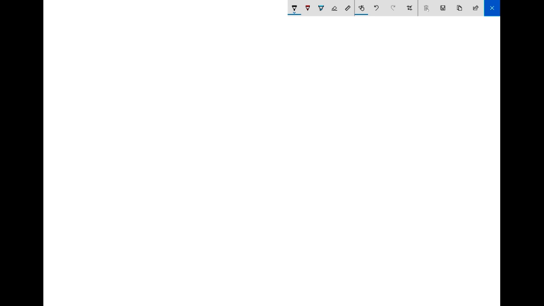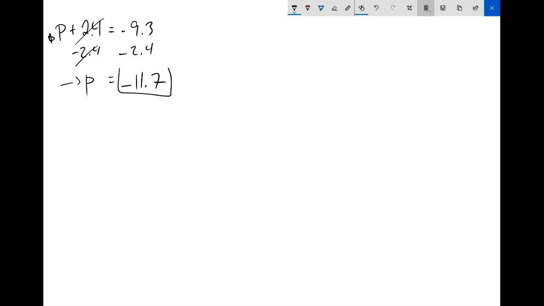Okay, so the first one was pretty straightforward. It was p plus 2.4 equals negative 9.3. This one's just a one-step equation. To get rid of the plus 2.4, we just take away 2.4 from both sides, right? Then you'd be left with p on this side. And over here, negative 9.3, you're already negative. You're subtracting 2.4, so you're going more negative. So negative 11.7 for that one. Okay.